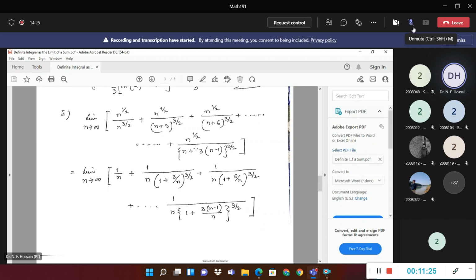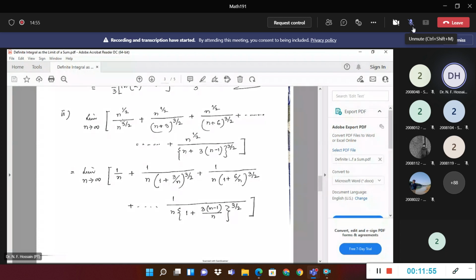So in the last term, in the nth term actually, it should be n plus 3 into n minus 1. Yes, because in the first term, if you put n equal to 1, 1 minus 1 is 0. So just n. And if you put n equal to 2 for the second term, 2 minus 1 is 1. So just 3. Yes. And in the third term, you have to put n equal to 3. So 3 minus 1 is 2. 3 into 2 is 6.